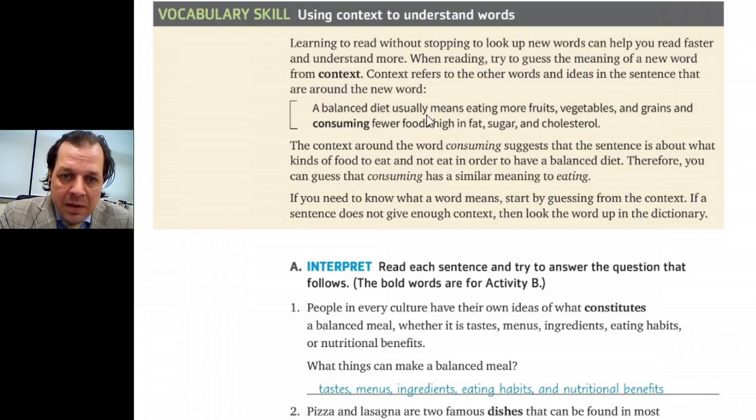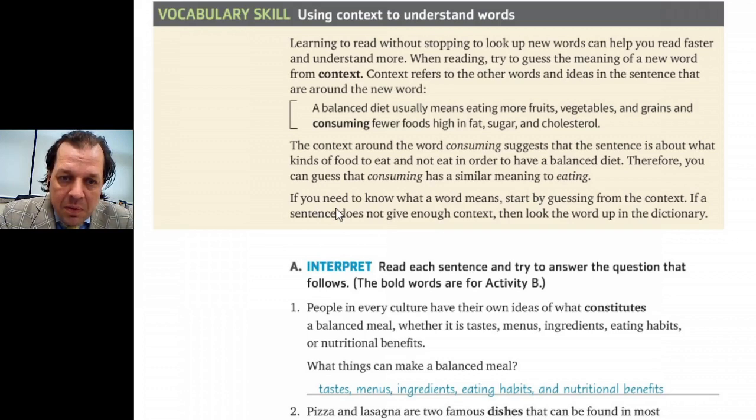So a balanced diet usually means eating more fruits, vegetables, and grains, and consuming fewer foods that are high in fat, sugar, and cholesterol. The context around the word consuming suggests that the sentence is about what kinds of food to eat and not to eat in order to have a balanced diet. Therefore, you can guess that consuming has a similar meaning to eating, okay, if you haven't figured that out already.